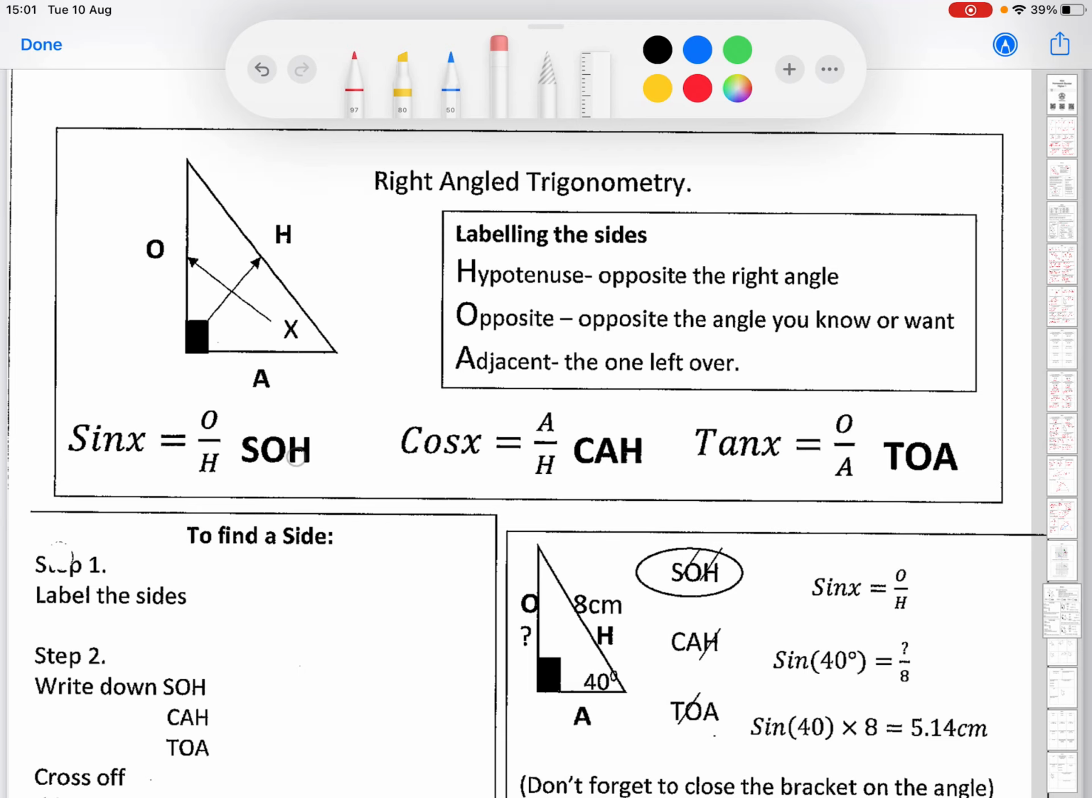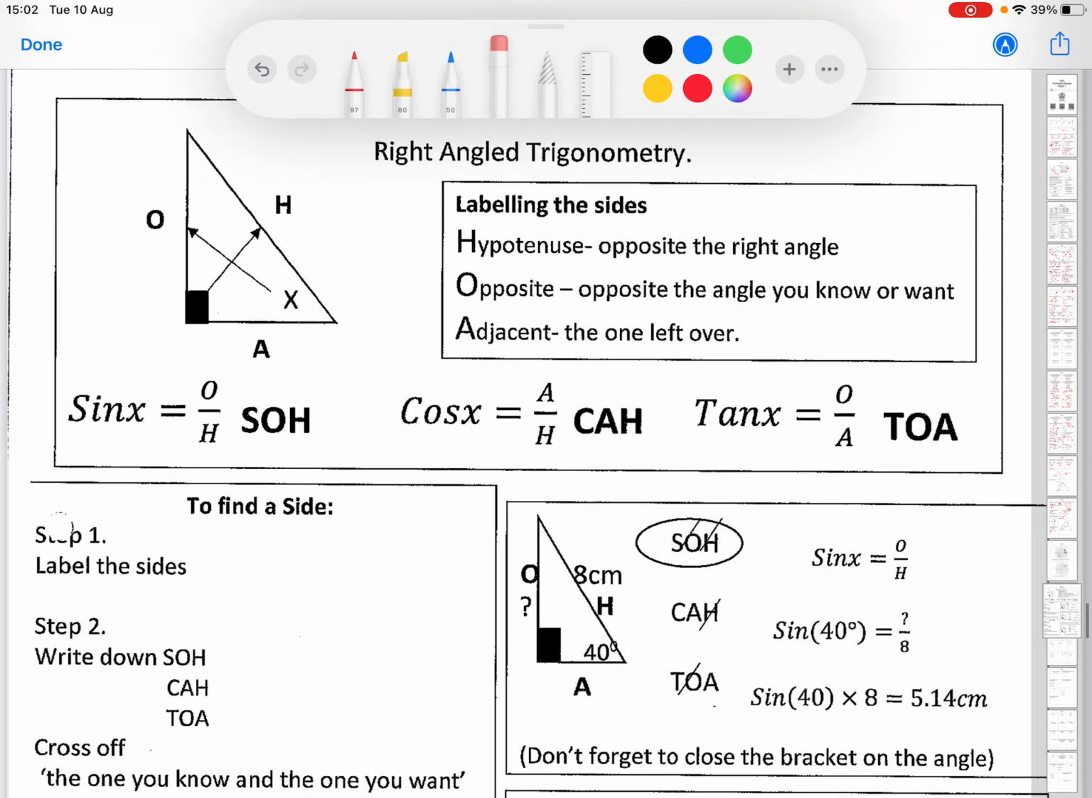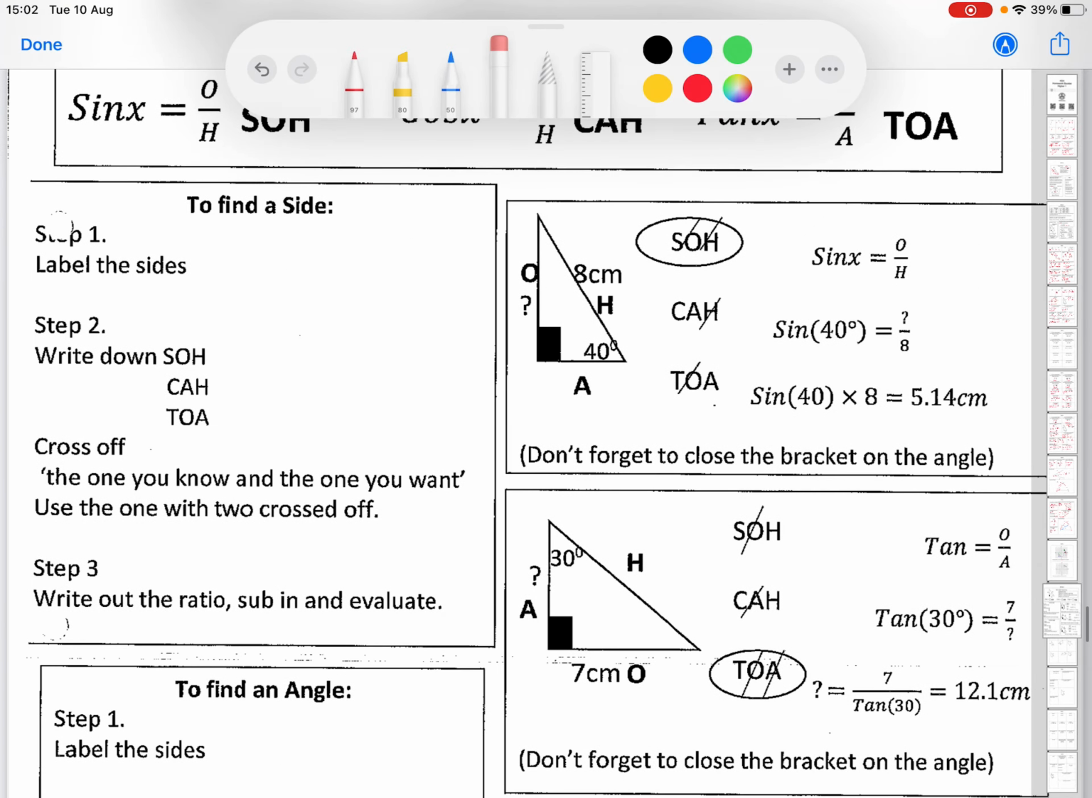If it's O and H, that means you're using sine. You would have sine of x is opposite over hypotenuse. If those two sides are A and H, that means you've got cos. So you've got CAH, SOH, CAH, TOA. Cos of the angle is A over H. If you've just got the opposite and adjacent, you don't have the hypotenuse, you can use TOA. So you've got tan of x is O over A.